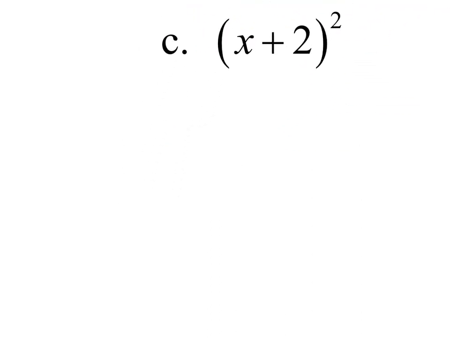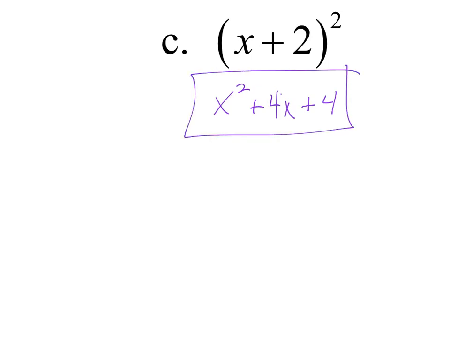Okay. Pattern, a squared plus 2 times a times b. Well, that's 2 times 2 is 4. Plus b squared, which is 2 squared, which is 4. And that's that. Not too bad.